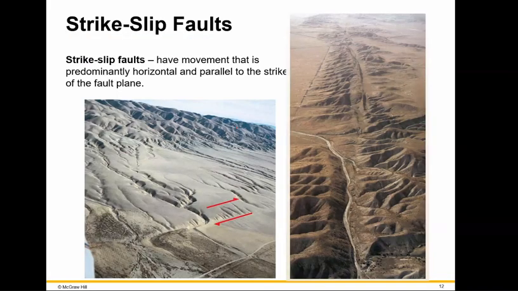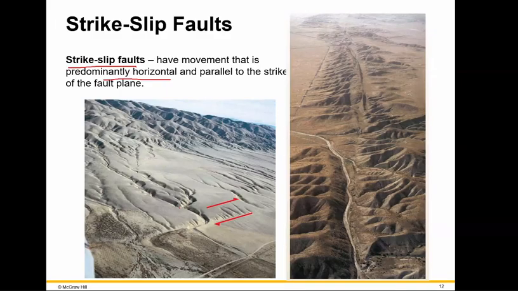And last but not the least, you have what you call strike slip faults. Okay. For this kind of fault, right, you've got movement predominantly in the horizontal direction, and it is parallel to the strike of the fault plane. All right, to the strike of the fault plane.